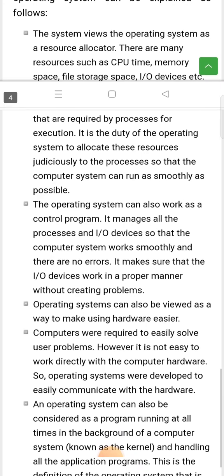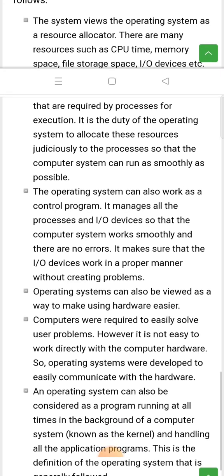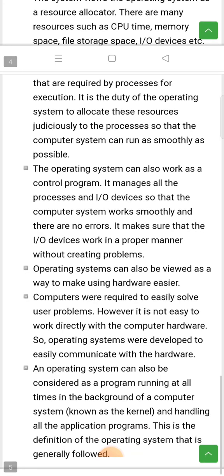There are many resources such as CPU time, memory space, file storage space, IO devices, etc., that are required by processes for execution. It is the duty of the operating system to allocate these resources judiciously to the processes so that the computer system can run as smoothly as possible. The operating system can also work as a control program. It manages all the processes and IO devices so that the computer system works smoothly and there are no errors. It makes sure that the IO devices work in a proper manner without creating problems.